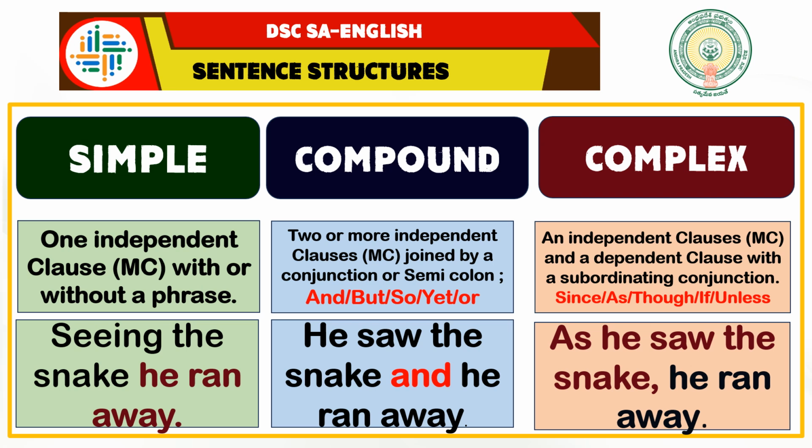And the last category is the complex structure. It has an independent clause and a dependent clause with a subordinating conjunction like since, as, though, if, or unless. As he saw the snake, he ran away. So these are the different types of sentences we may get. Now let's look at the questions.